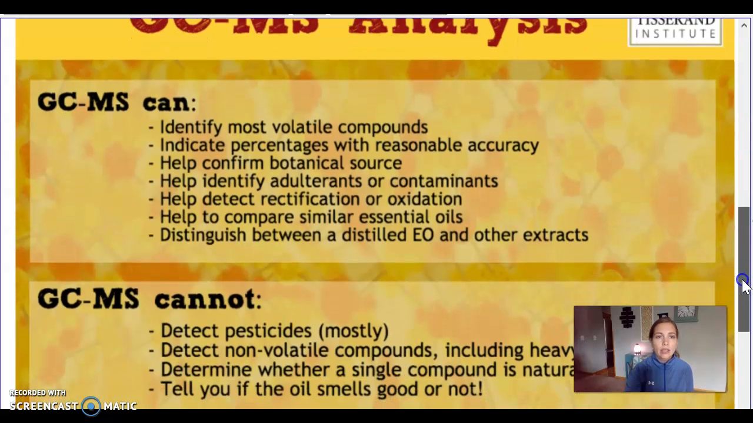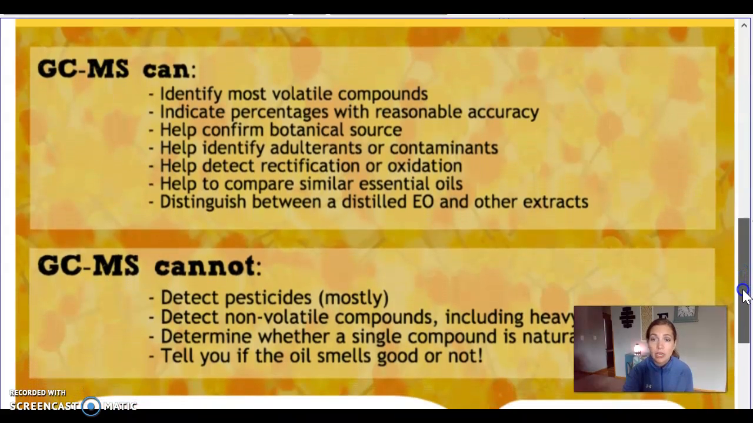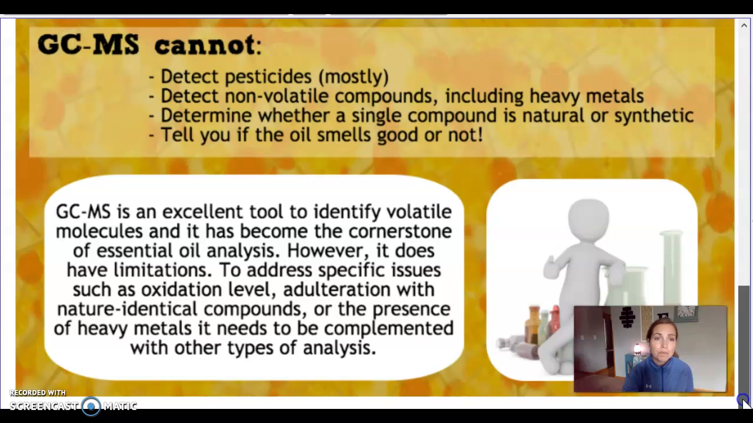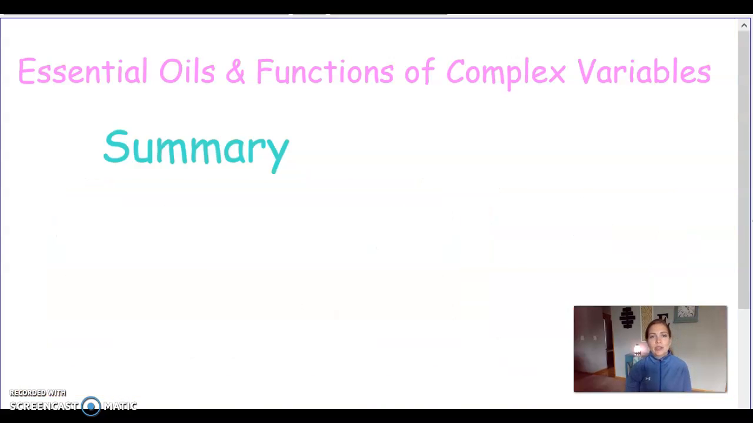It can help indicate percentages within reasonable accuracy. It can help detect oxidation. It can compare similar essential oils. It can distinguish between a distilled essential oil and other extracts. So basically, this analysis that uses the Fourier transform series is an excellent tool to identify the volatile molecules, and it has become the cornerstone of essential oil analysis. So that's basically what I took away from here.